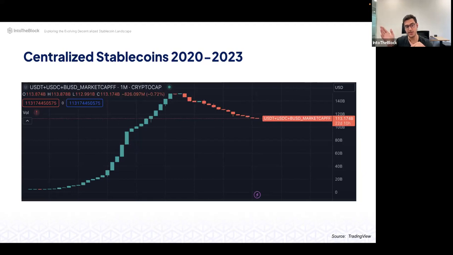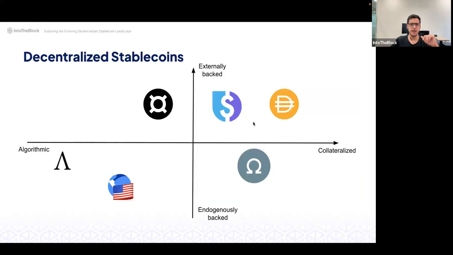Particularly USDC and BUSD have been taking the bulk of the hit, since USDT has taken a lot of USDC's share post the SVB, Silicon Valley Bank, collapse. And the decentralized stablecoin landscape is a bit more complex.